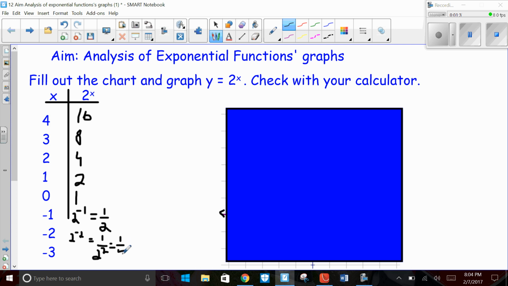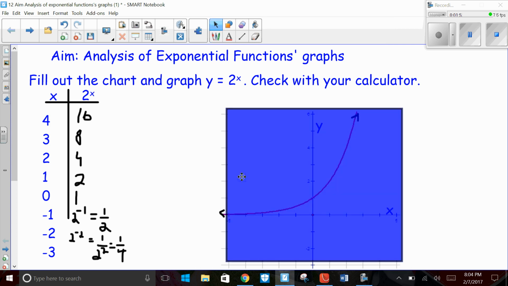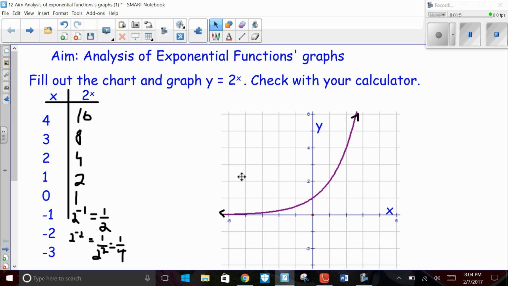Negative power. So an exponential function is one where the exponent itself is a variable, right? Not the base. So you've seen y equals x squared. That is where the base was a variable. Here the exponent is a variable. So if we plot these points, you're going to get something that looks like this. And I'll show you in a moment how to use the calculator to get this.